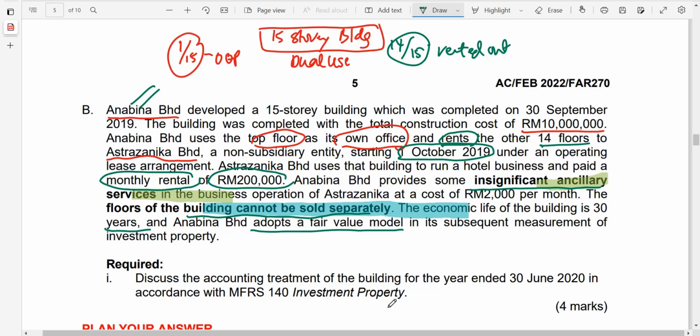And remember, it will start actually 1st of July 2019. However, since you only have the building being rented out and used as own office starting from 1st of October, therefore that is going to be from 1st of October 2019 until 30th of June 2020. Okay, that's what we're going to discuss in terms of our accounting treatment. That is the duration. So let's plan our answer.